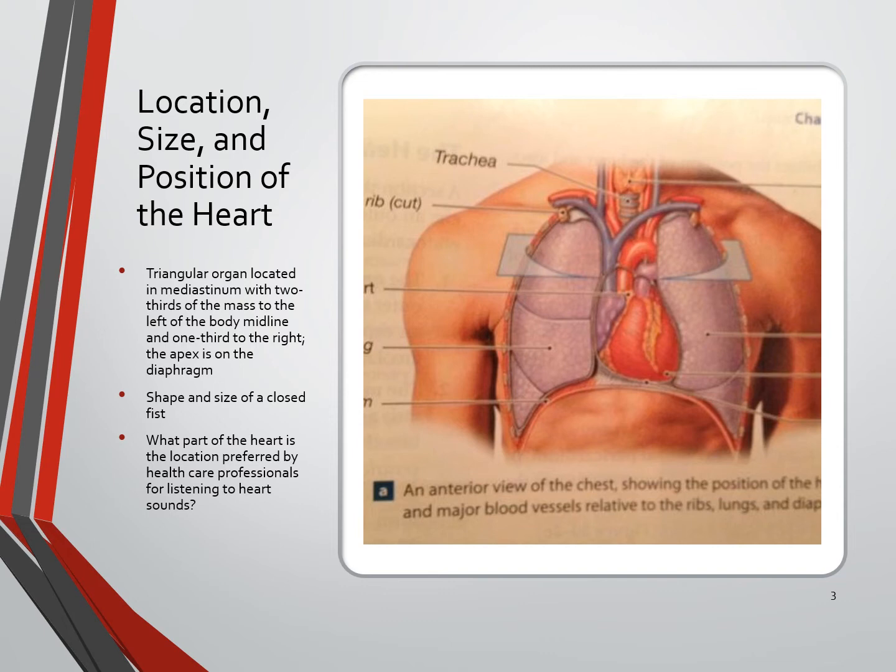If you take your hand and make it into a fist, this is about the shape and size of your heart. Now, when we're listening to someone's heart, we listen at the apex of the heart. And the apex is the bottommost part of the heart that you can see in this image that is resting along the diaphragm. And we refer to that heartbeat as the apical heartbeat.